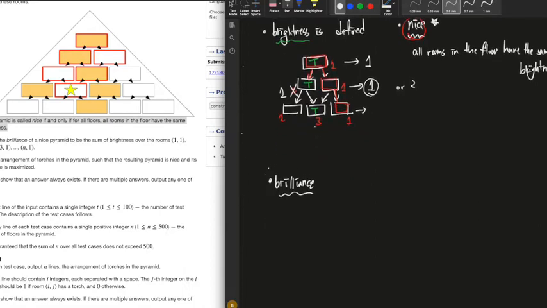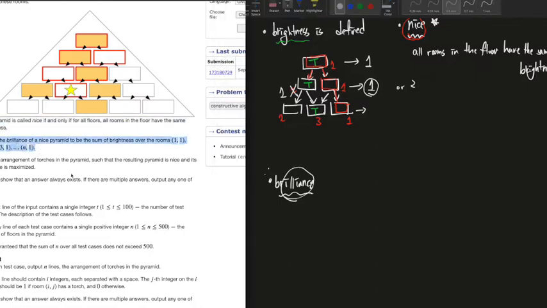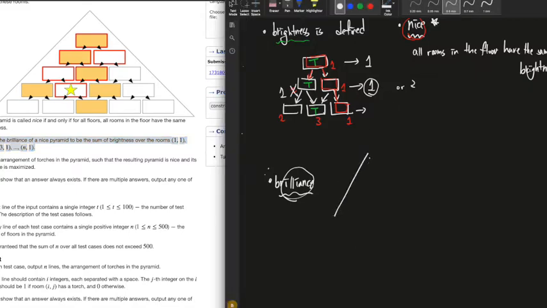And there is brilliance. Define the brilliance of a nice pyramid to be the sum of brightness over the rooms (1,1), (2,1), (3,1), and so on, which means the left side of the pyramid, right? Like this.